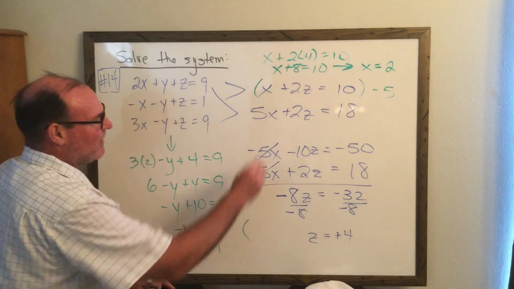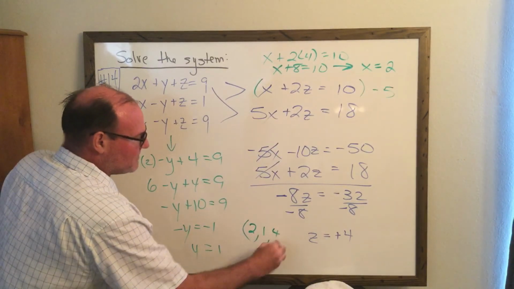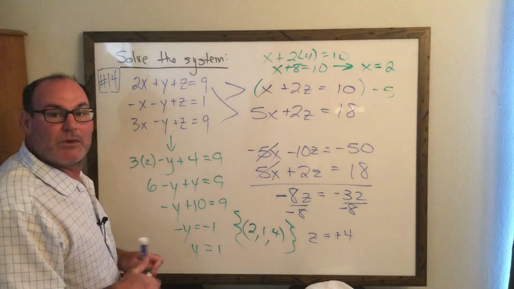So my x value was 2. My y value was 1. My z value is 4. I put some squigglies around it because it's a set. And there you go. We've solved the system.